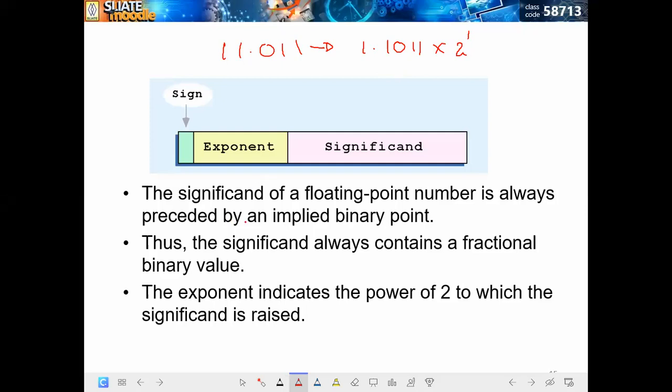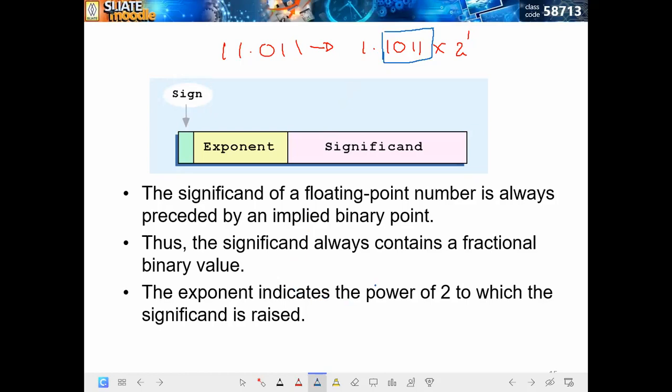So it says the significant of a floating point number is always preceded by an implied binary point. Preceded by binary point. Again, binary point එකෙන් දකුණු පැත්තේ තියෙන එක තමයි අපි significant එක විදියට සලකන්නේ. It says thus the significant always contains a fractional binary value. එතකොට significant එකට හැමතිස්සෙම අපි ගන්නේ fractional part එක, දශම ස්ථාන. මේ part එක තමයි අපි ගන්නේ.